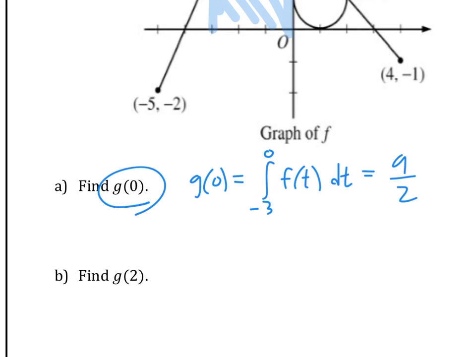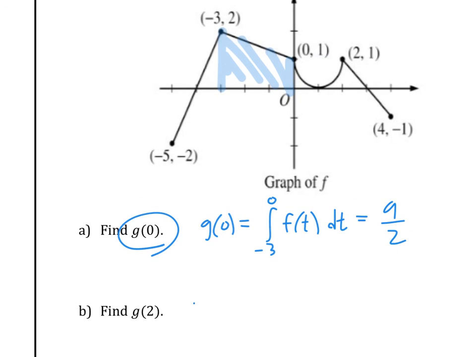What about this one? G of 2. G of 2 means from -3 to 2. All right. Next week.